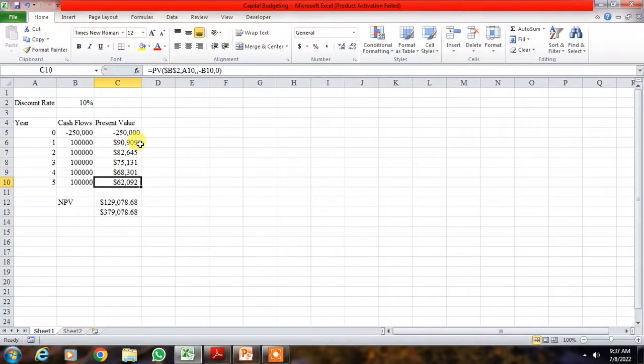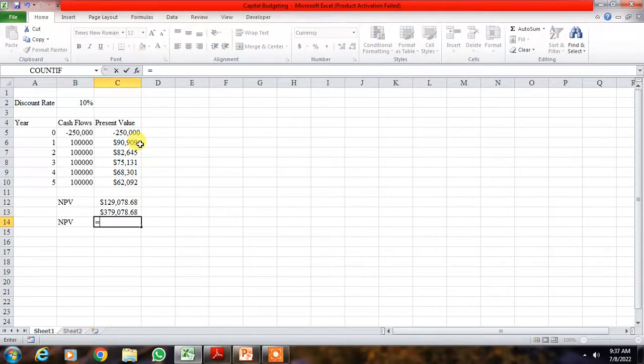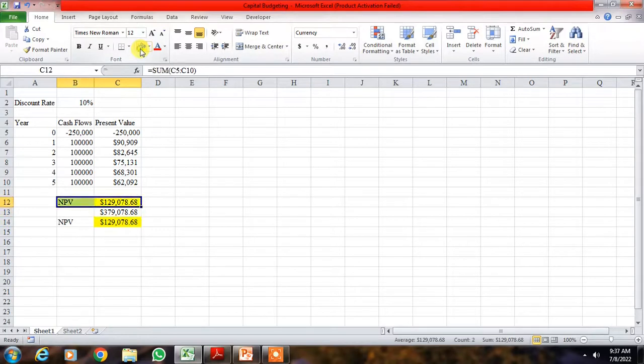This formula does 2 steps. First it finds the present value of each cash flow and then it adds them. So to calculate the NPV, the concept is to add the present value of the cash flows, which is already done, and then deduct the initial investment. So this is basically the answer of the NPV, which you can see in both cases.